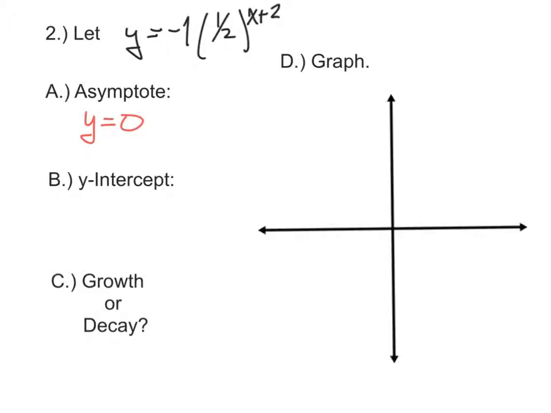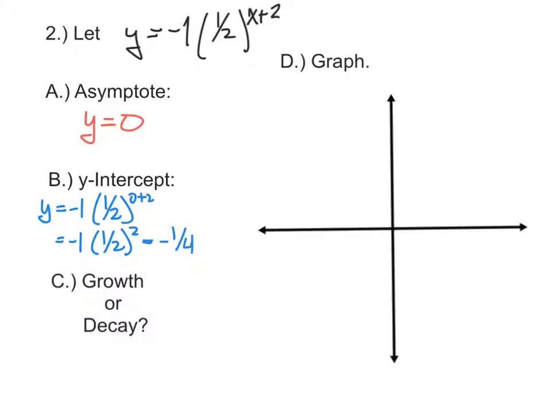Again, to find the y-intercept, we're going to let x equal 0. So we'll get y is equal to negative 1 times 1/2 to the 0 plus 2. Well, 0 plus 2 is 2, and 1/2 to the second power is 1/4. So our y-intercept is going to happen at negative 1/4.